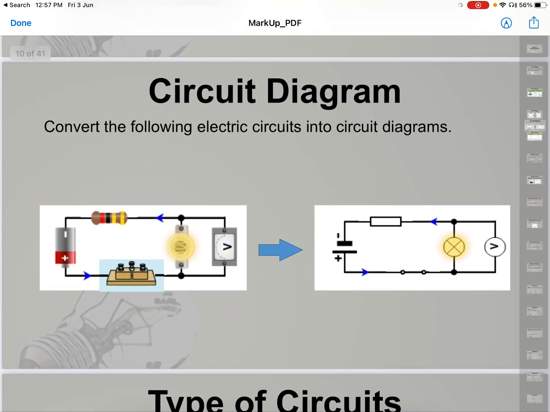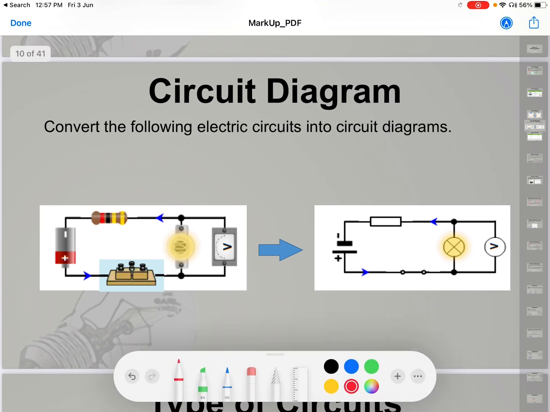Next we see conversion of this particular actual diagram here, and this is converted accordingly. So really it's pretty much about copying and pasting and replicating the direction of the flow of current as well. So these arrows over here actually show the flow of the current, which is from positive to negative.